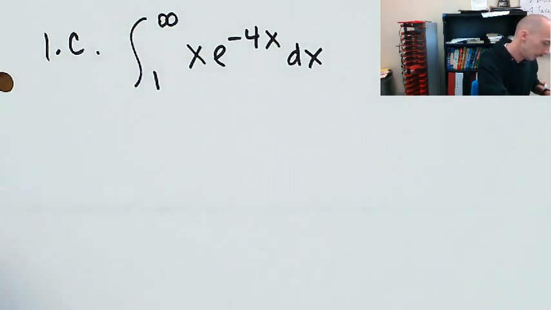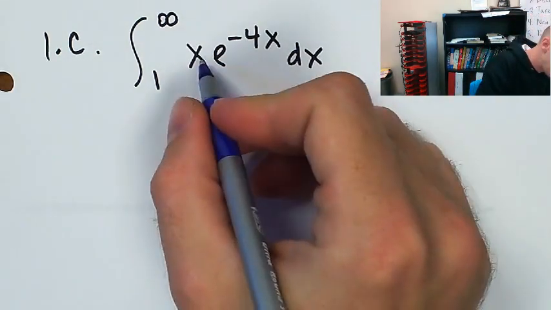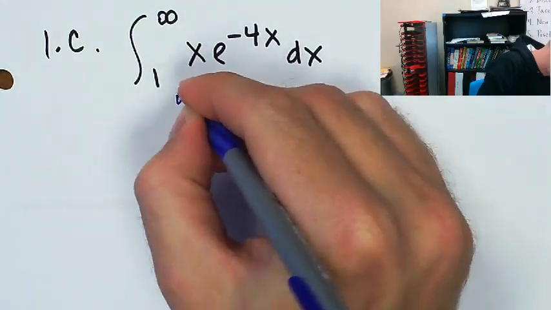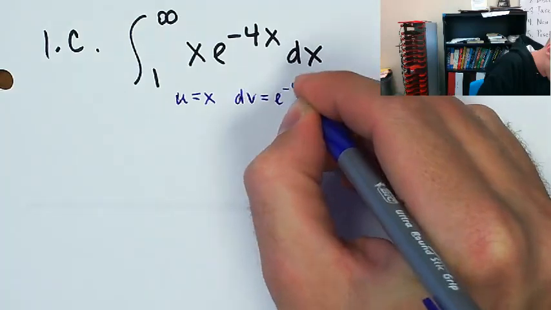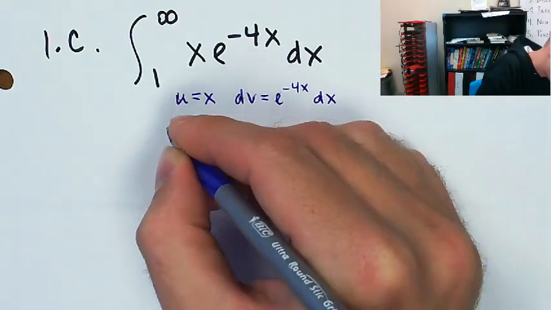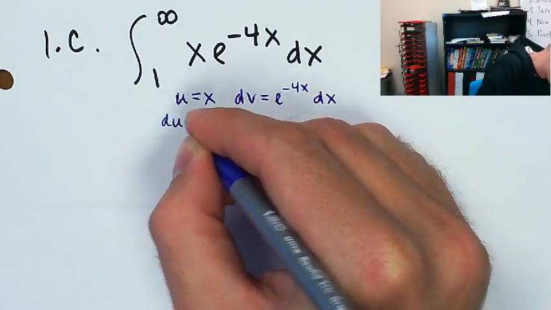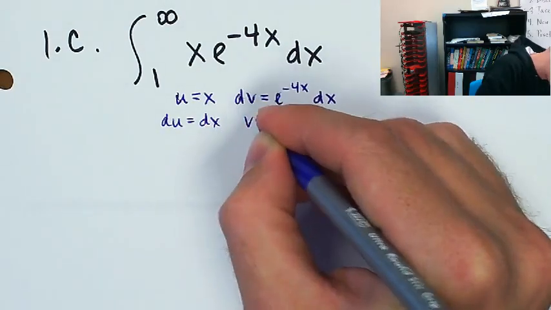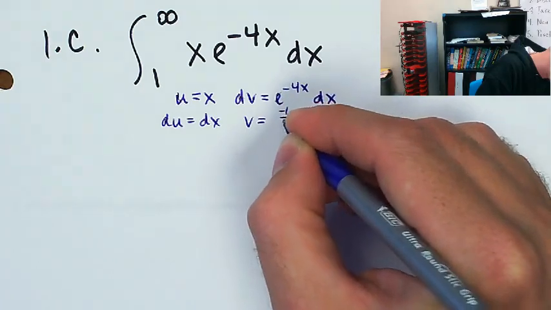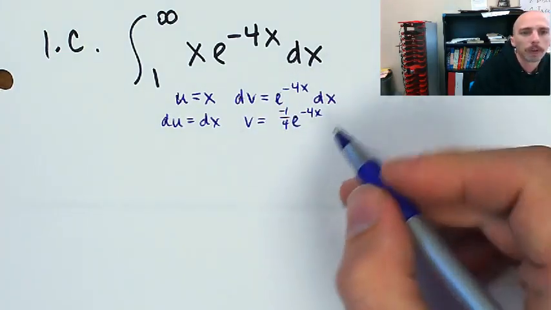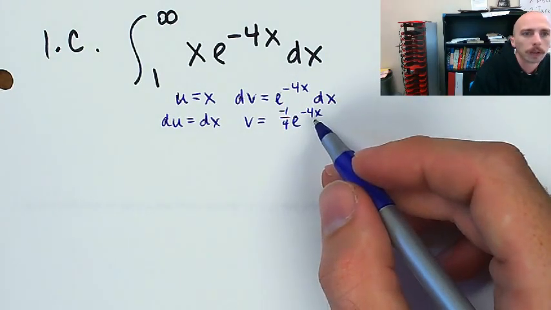So maybe I'll bring in some color here. There it is, my trusty blue pen. I put algebra before exponential. So u equals x and dv equals e to the negative 4x dx. Take the derivative and the antiderivative. That would be e to the negative 4x. I'm going to have to divide by negative 4. So negative one-fourth e to the negative 4x.